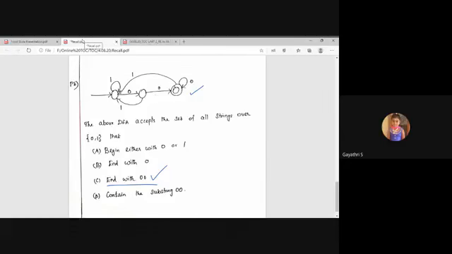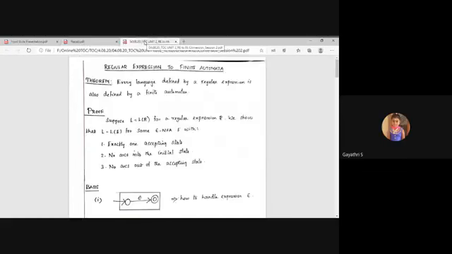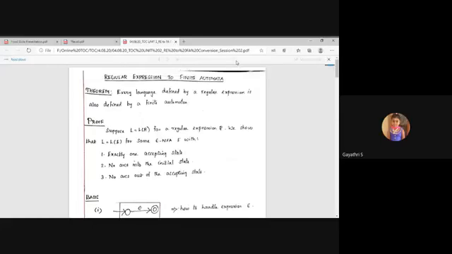Next, coming to the actual session topic, regular expression to finite automata. So only one case we have considered here, that is regular expression to epsilon NFA. Okay. This is the theorem.